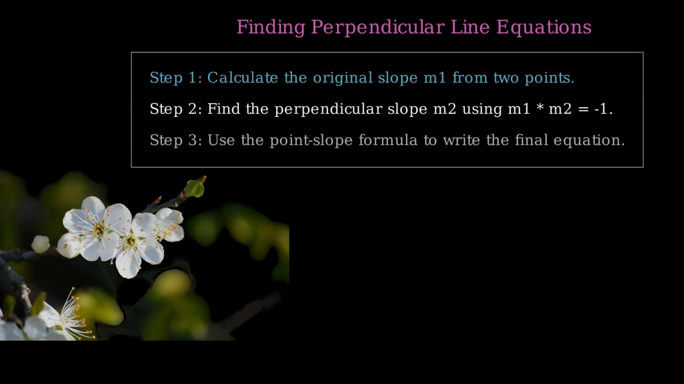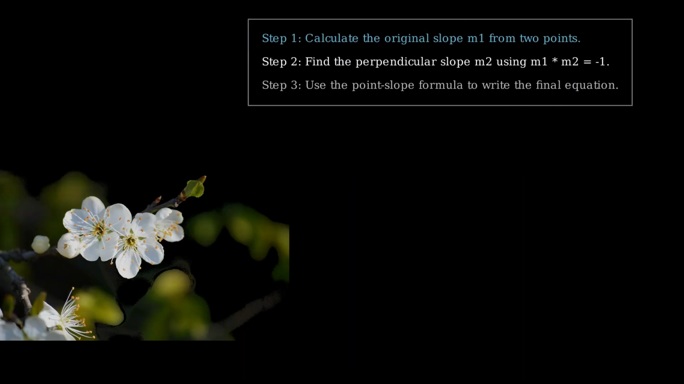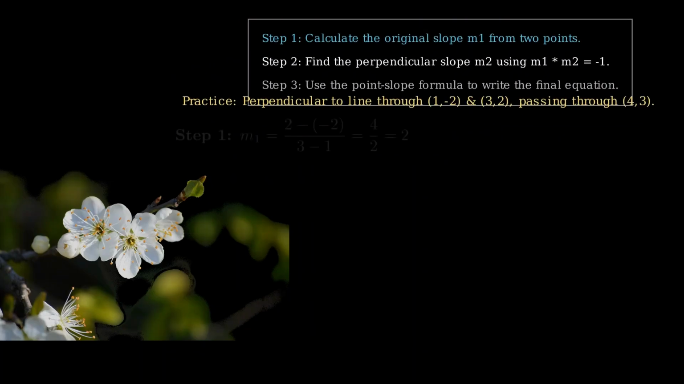To find the equation of a line perpendicular to another line, we first need to determine the slope of the original line. Then, we find its negative reciprocal to get our perpendicular slope. Finally, we apply the point-slope formula with our new coordinates. Let's solve the practice problem.